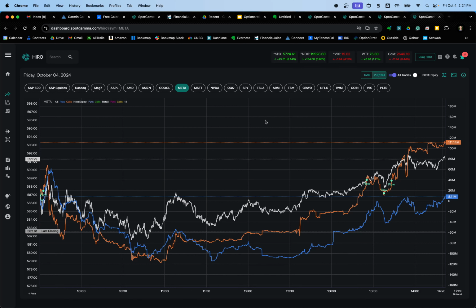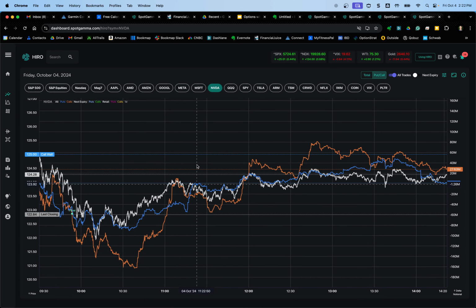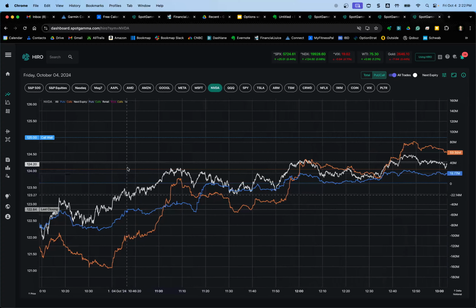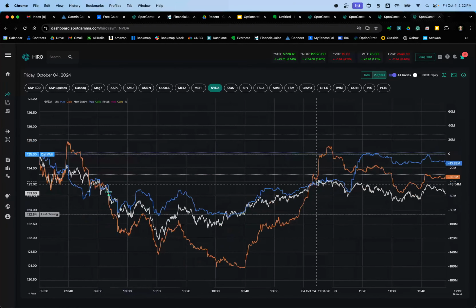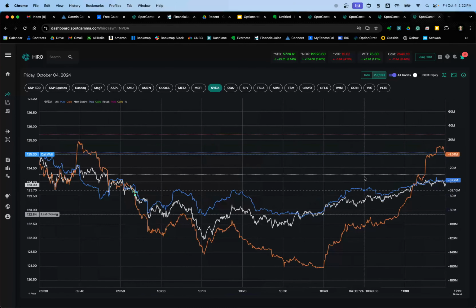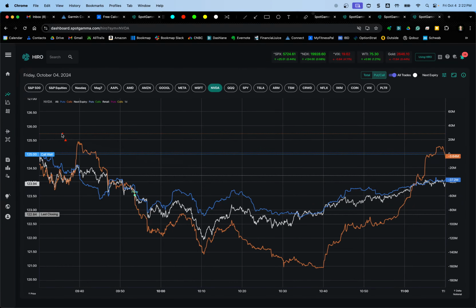Next stock, NVIDIA. Similar pattern, though the call wall at 125. Resistance right at the cash open. Traders buying puts from the open. Right around 9:40, they start selling calls. Price moves lower.